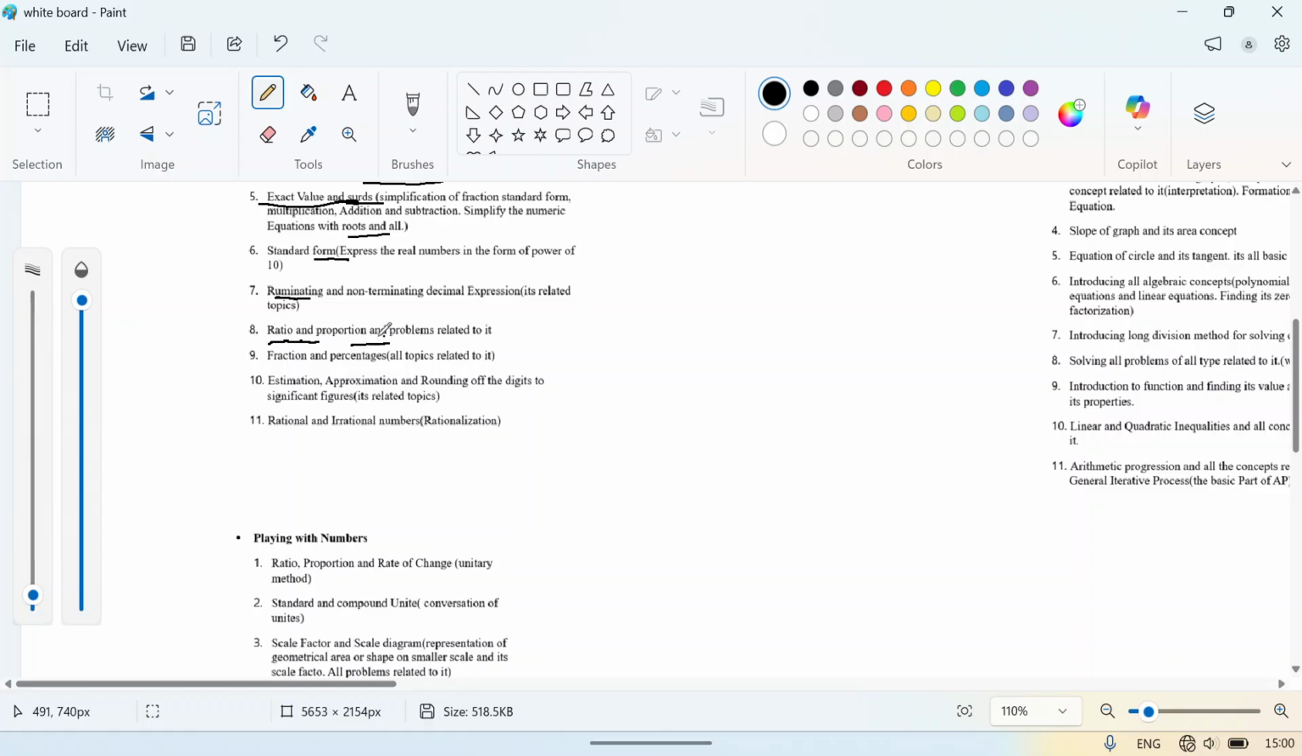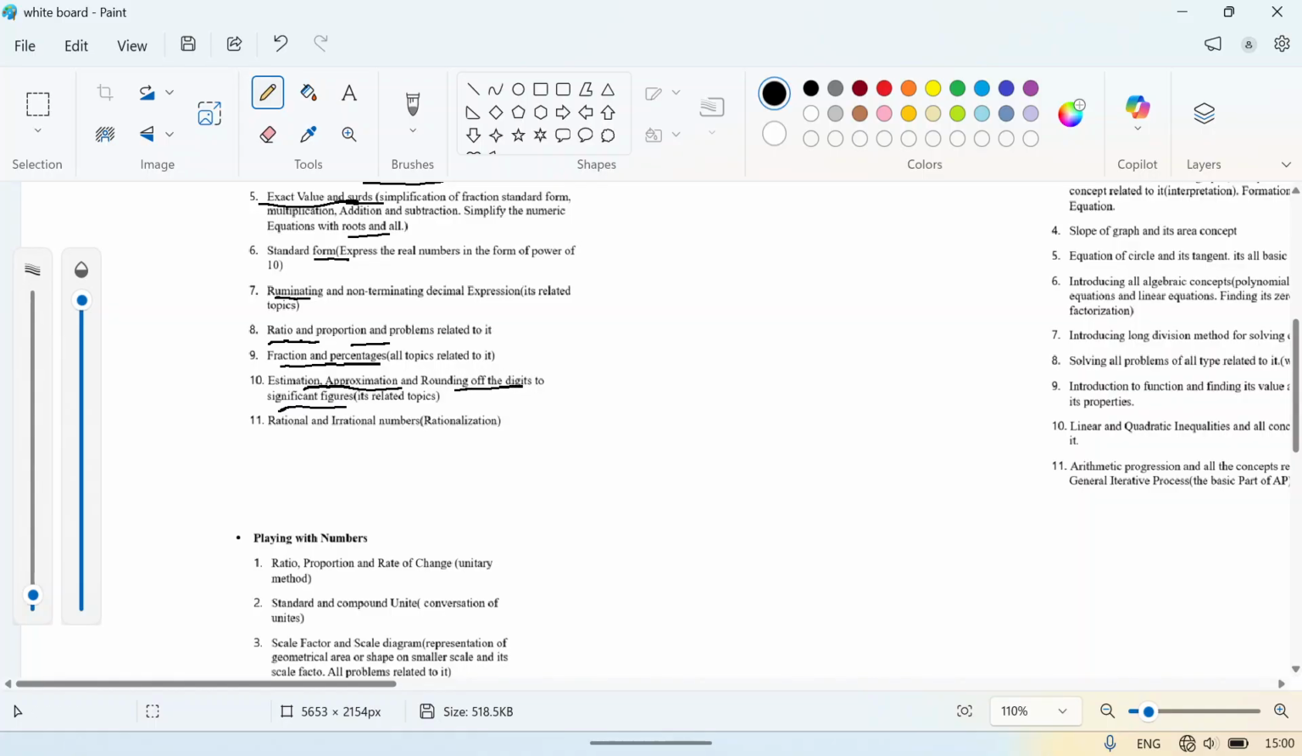Then we learn about ratio and proportion and problems related to it. What is a ratio and what is a proportion, what it basically means, and we'll also solve some practical problems based on that. And we are going to learn fractions and percentages, percentage to fraction and fraction to percentage conversion, and some concepts related to it. In the 10th topic, we are going to cover estimation, approximation, and rounding of digits to significant figures.